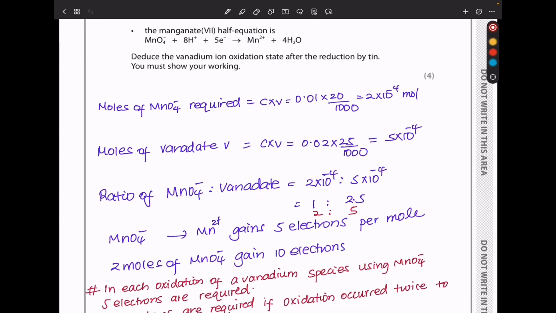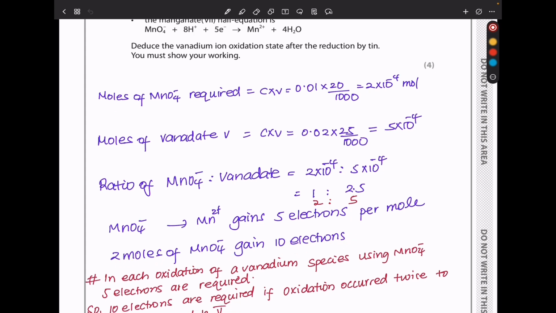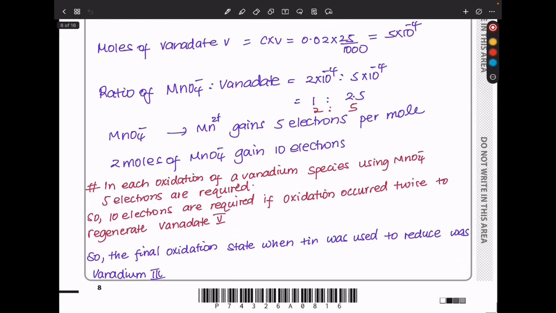If we look at the reaction, the manganate is going to be converted to manganese 2, and in this reaction, 5 electrons have to be gained per mole. If 2 moles are required, it means 10 electrons have to be gained. So the reduction is going to occur twice in this case, meaning the previous reduction could have occurred twice as well. And again, if you read here, I said in each oxidation of the vanadium species, using manganate, 5 electrons are required, so 10 electrons are required if the oxidation occurred twice to regenerate the vanadium 5.